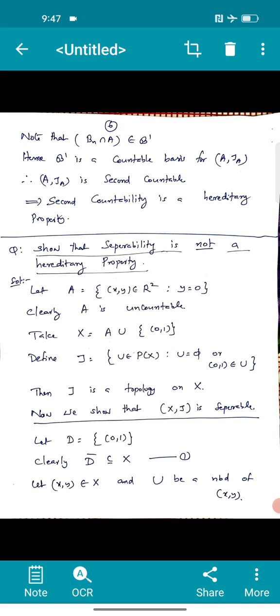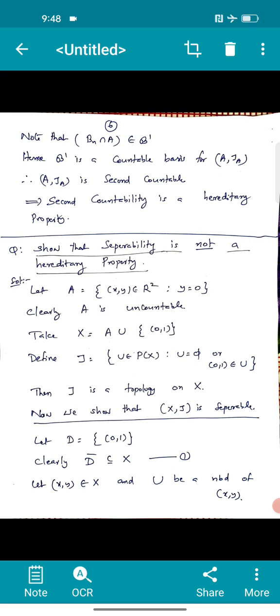The third question is, show that separability is not a hereditary property. You can prove it. Let A be the set of (x, y) in R^2 such that y = 0. Clearly A is uncountable. Take capital X = A union the set interval [0, 1]. Define tau = the set of U in P(X) such that U = empty set or 0, 1 is in U. Then tau is a topology on X.